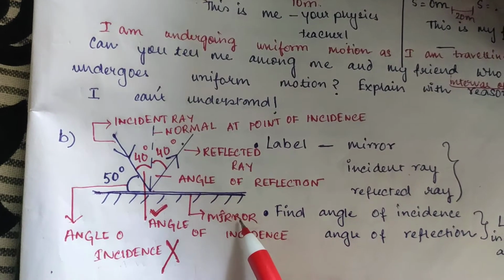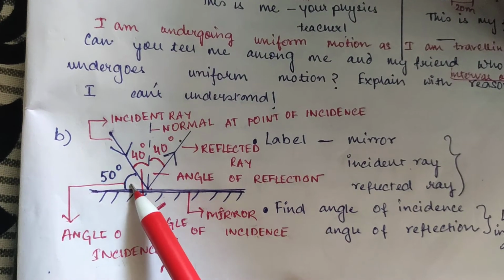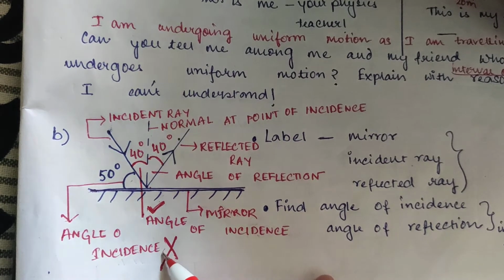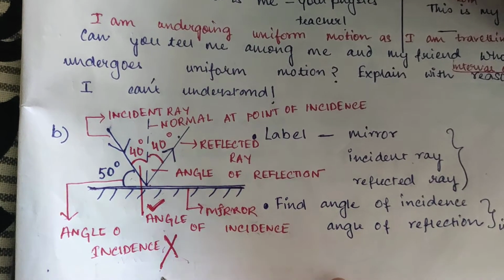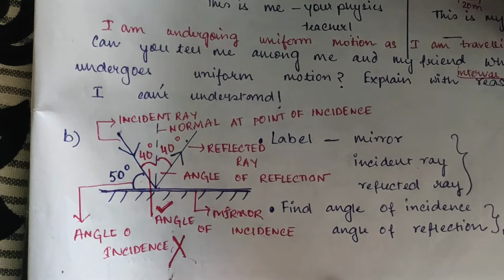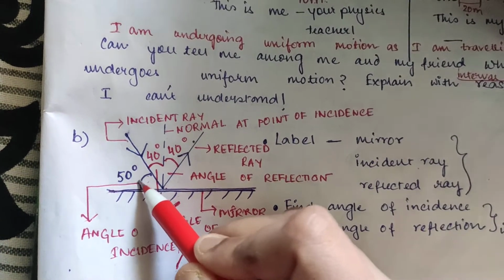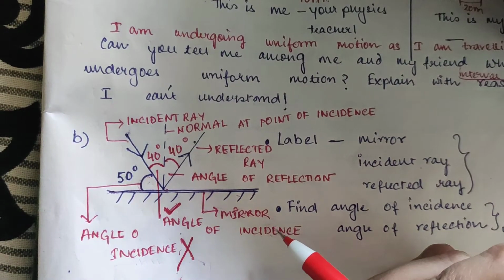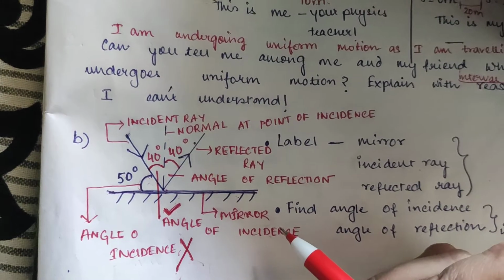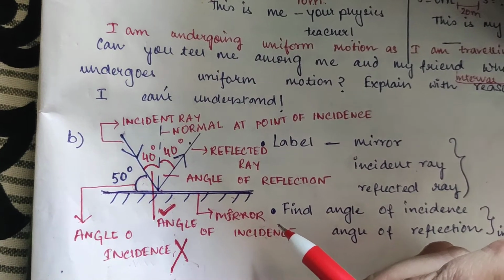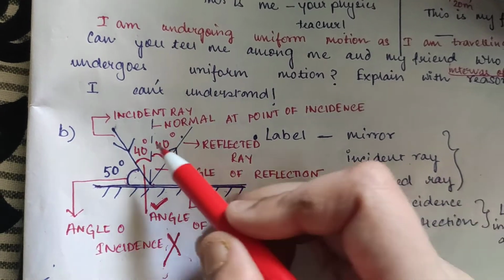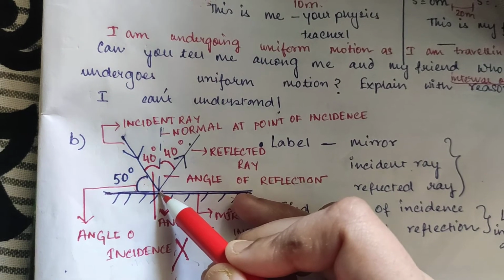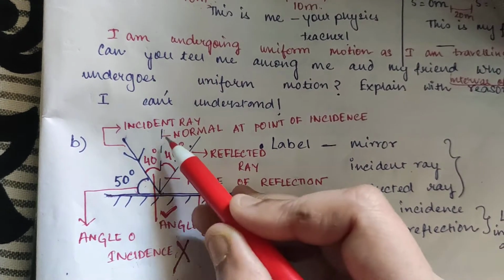Now, what is the angle of incidence? Is 50 degree the angle of incidence? If you write 50 degree as the angle of incidence, I'll give a big wrong. Why? Because this is the angle between the mirror and the incident ray, isn't it? But what do we know? Angle of incidence is the angle between the incident ray and the normal.